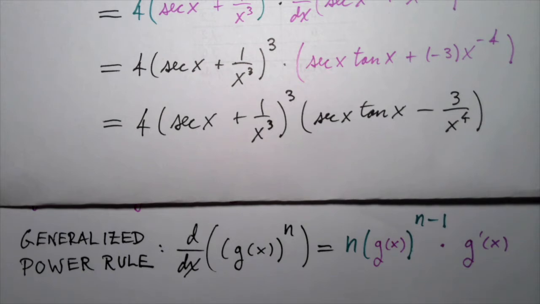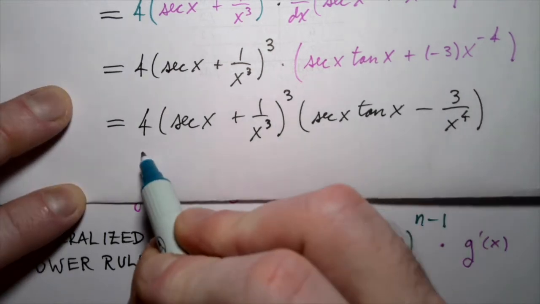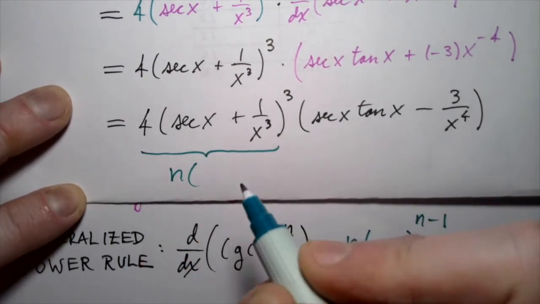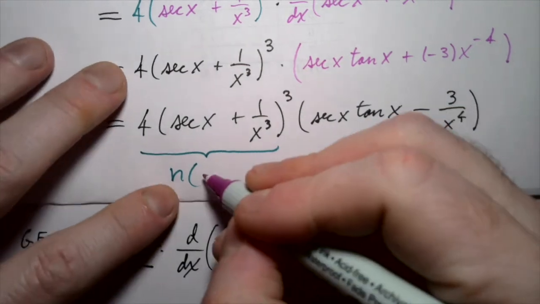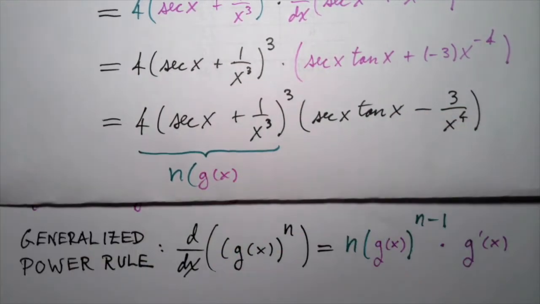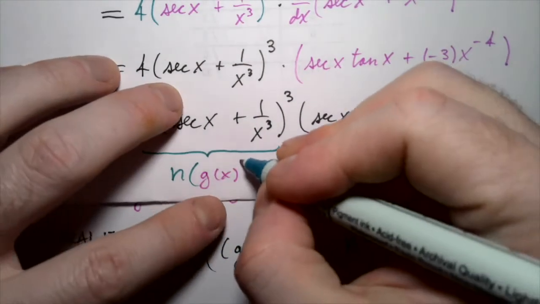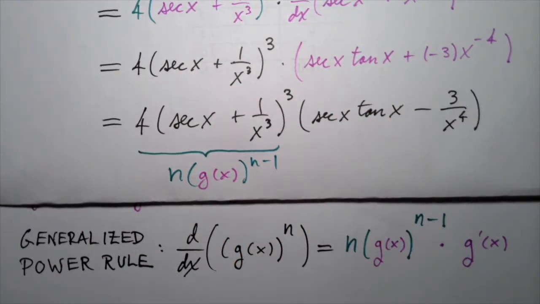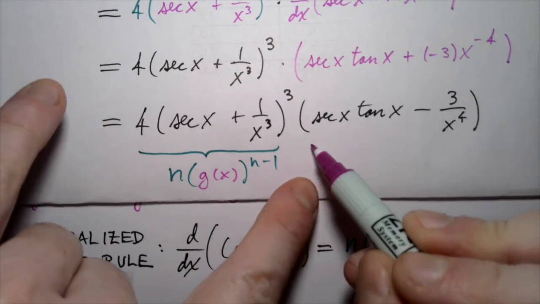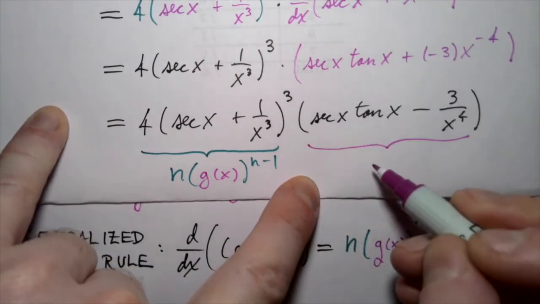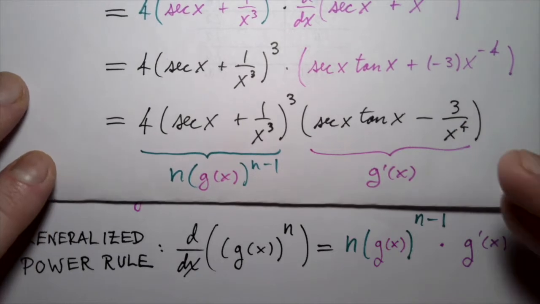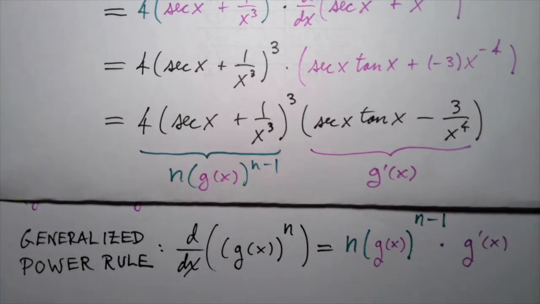So in terms of the generalized power rule, this part right here is our n times g of x raised to the n minus first power. Again, n is 4 in that example, multiplied by this part. And what was that? That came from the derivative of g. So those two things multiplied together. That was actually another example of this generalized power rule in action.